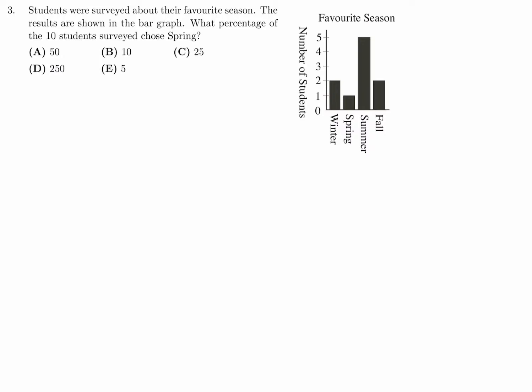Students were surveyed about their favorite season. Their results are shown in the bar graph. What percentage of the 10 students surveyed chose spring? So spring is here. It was chosen by just one student. So 1 out of the 10 students chose spring, and in terms of a percentage, that's 10%. So number 3, the answer is B.